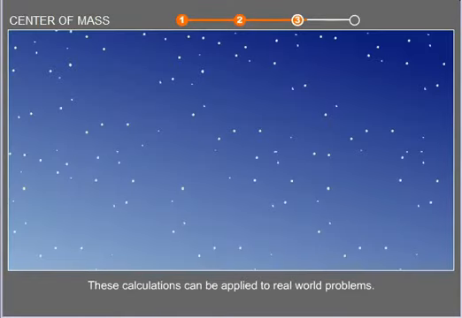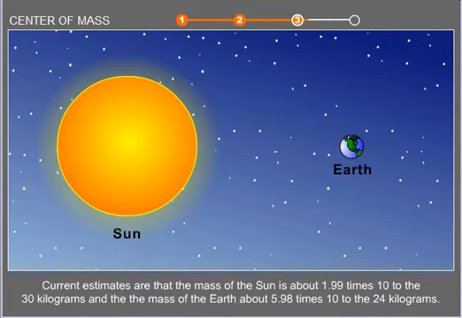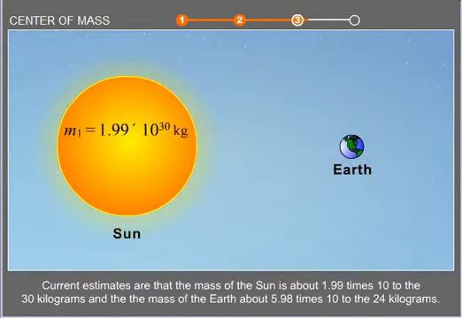These calculations can be applied to real-world problems. Let's look at the Sun-Earth system. The Sun is considerably heavier than Earth. Current estimates are that the mass of the Sun is about 1.99 times 10 to the 30 kilograms, and the mass of Earth about 5.98 times 10 to the 24 kilograms.